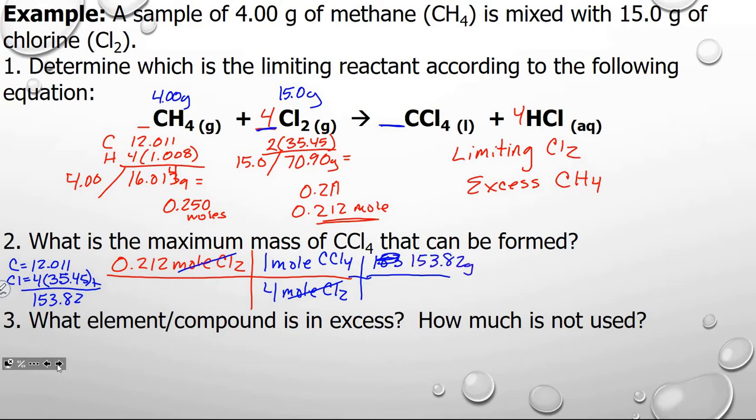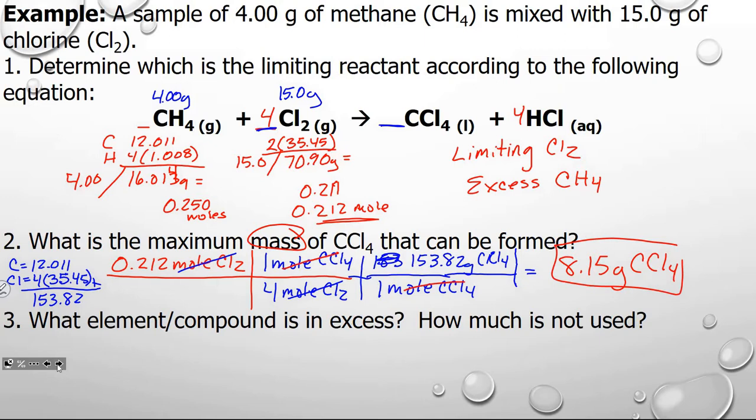So I'm going to put that on the top, 153.82 grams. And on the bottom, 1 mole CCl4. Whoops, that's not going to be a divide line. It's just going to be equals. Moles go out. They asked me what's the mass. Mass is grams. So I'm going to take that, times it by 0.212, and divide it by 4. And we have 3 significant figures, so 8.15 grams of CCl4 could be produced in a perfect world.